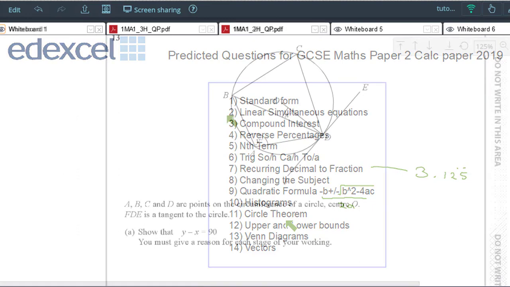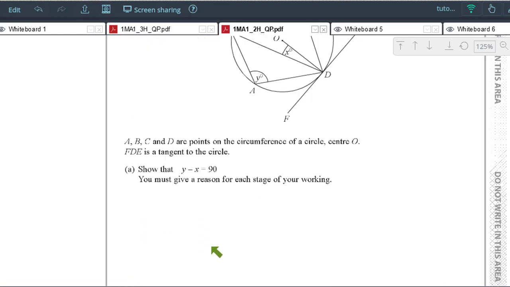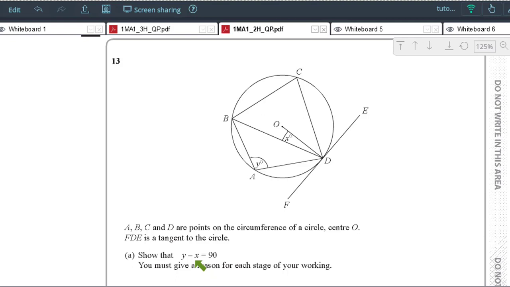Circle theorems. A number of rules that you have to know, around about 6 to 7 rules, and here they often ask you to show. So you've really got to show the steps you took for 3 marks to get to that point. So it requires a good, concrete logical argument.